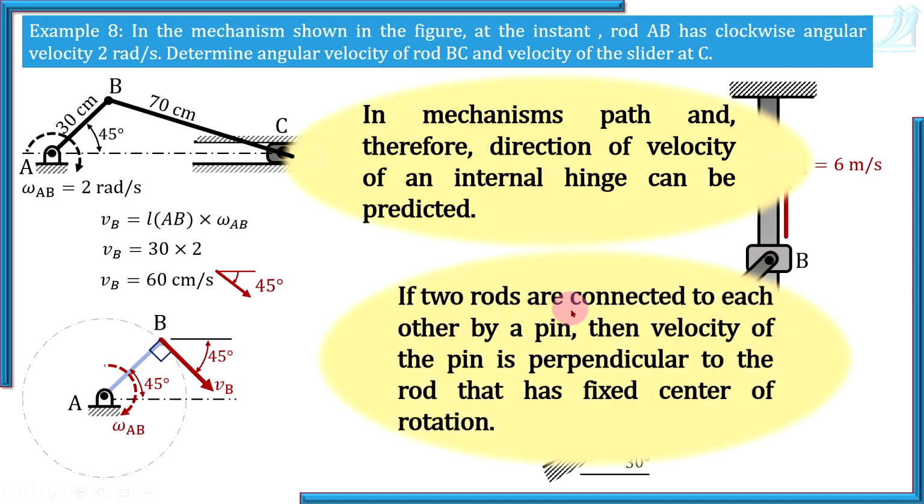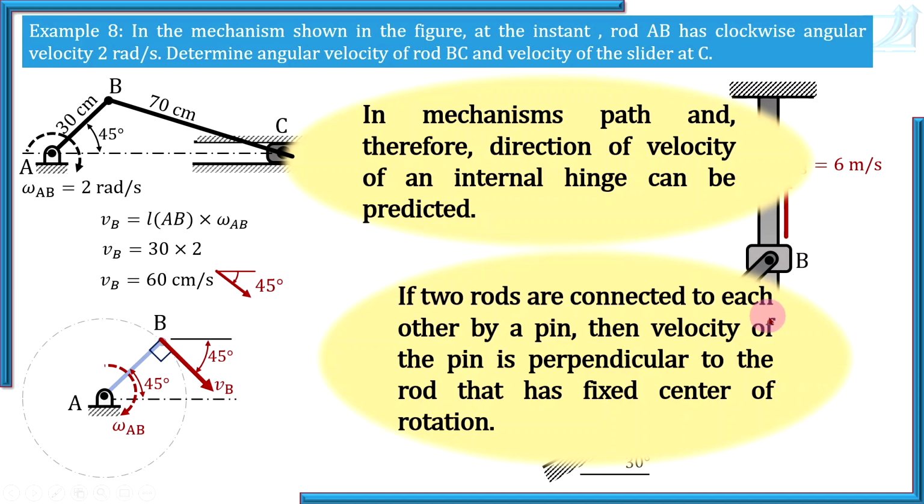Similarly, if two rods are connected to each other by a pin, then velocity of the pin is perpendicular to the rod that has fixed center of rotation. So here rod AB and rod BC are connected to each other by a pin. Velocity of an internal hinge is perpendicular to the rod that has a fixed center of rotation. Once again read this statement and we are ready to solve problems on mechanisms.